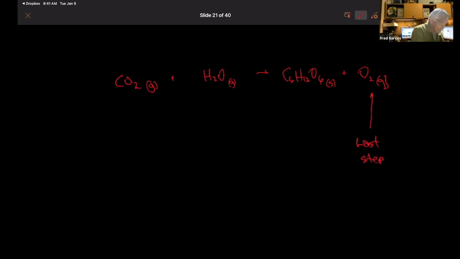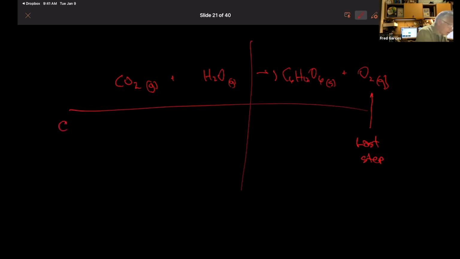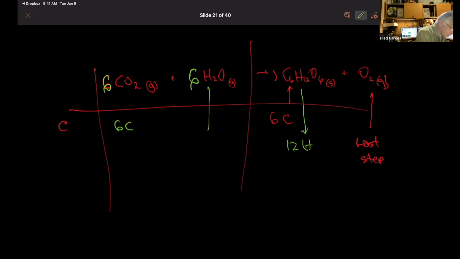Find your most complicated chemical and start with that. Give that a coefficient of 1. Now let's take a look. Let's balance our carbon. Our carbon is 6 carbons here. I need to put 6 right there, and I need to put 6 right here. So there are 6 carbons, and my carbons are balanced. Then I'm going to balance my hydrogens, 12 hydrogens. I'm going to put a 6 right here so that I have 12 hydrogens. My carbons and my hydrogens are balanced.